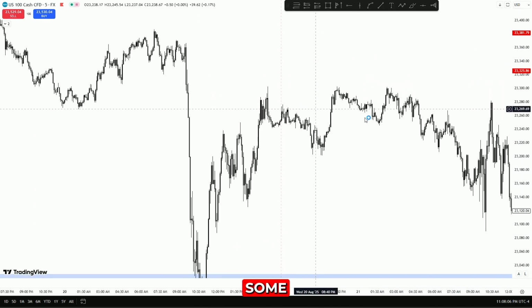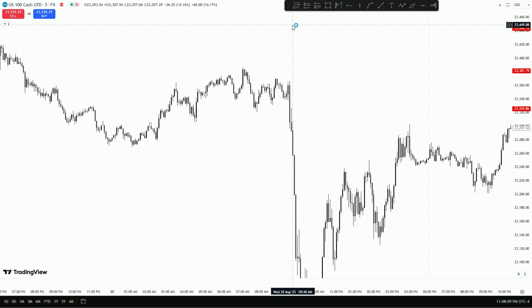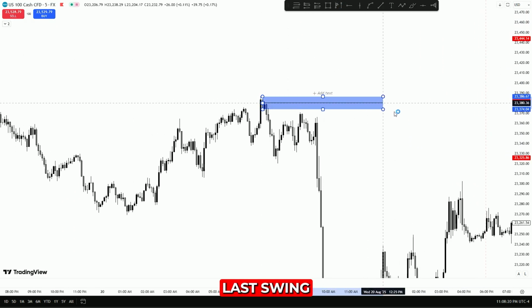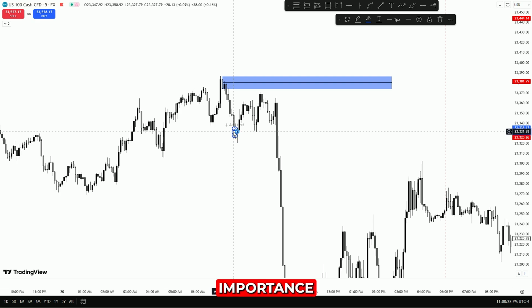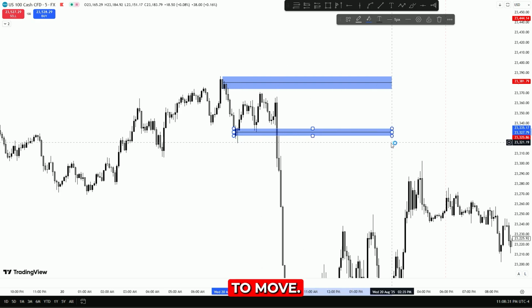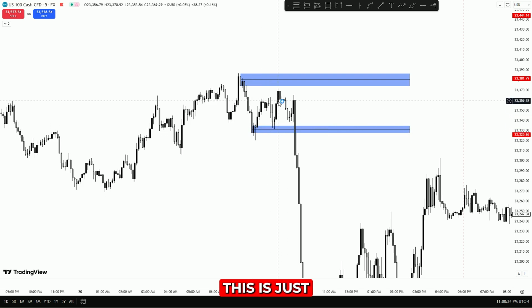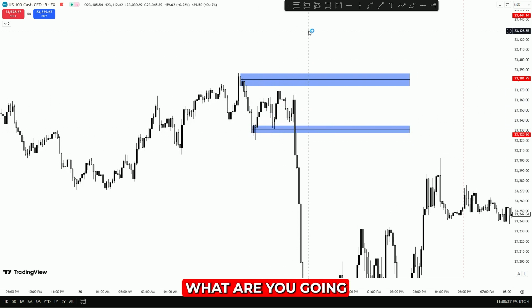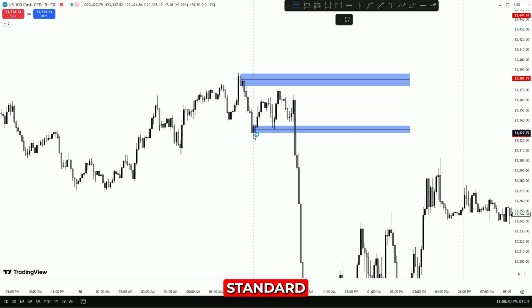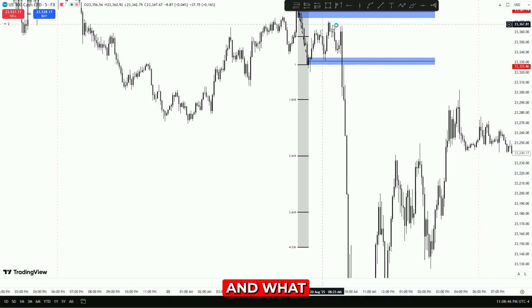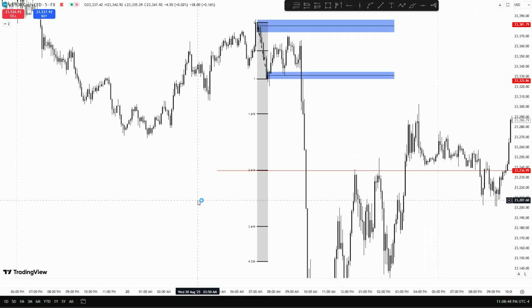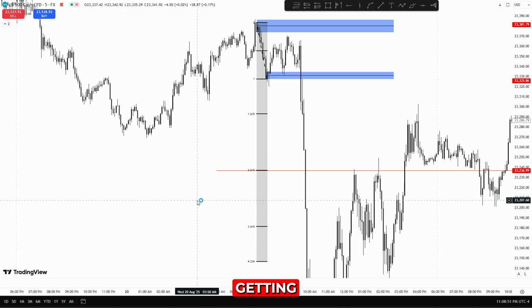Now again, I'm going to move to some bearish examples. How are you going to take your trade? This is the last swing formed before the market moved down, and this area has major importance because it caused the market to move down. This is the CISD, and this is just accumulation, so you are not going to take this area. You're going to take your standard deviation from this low to this high, and boom, the 2.618 level is getting tapped each and every time.